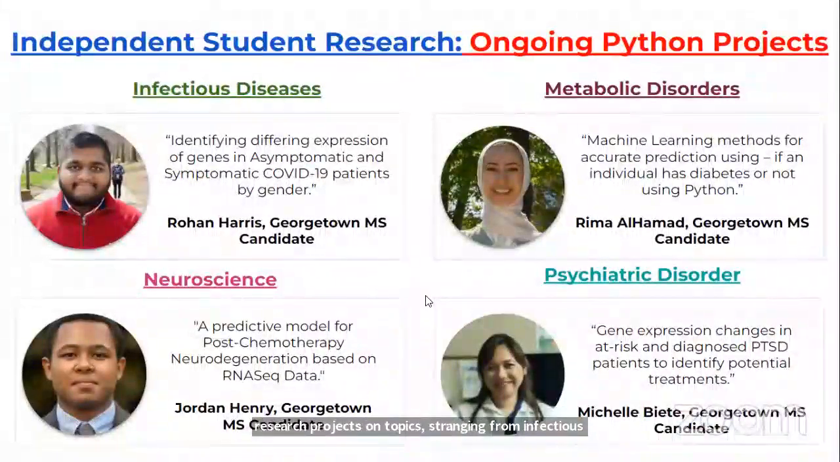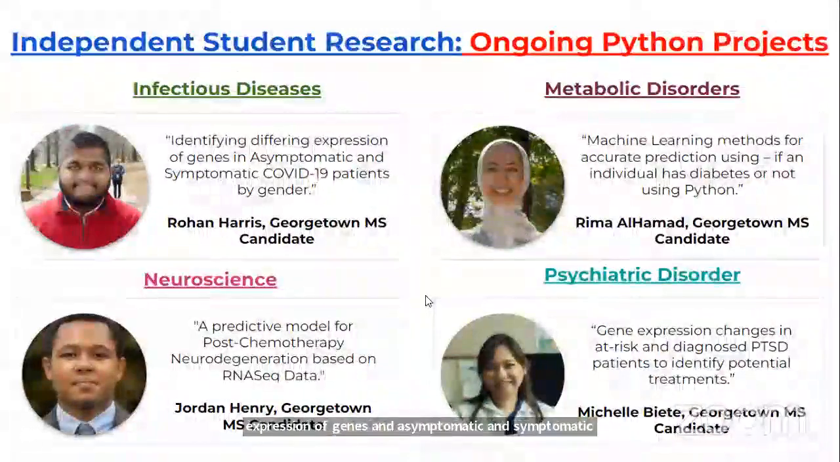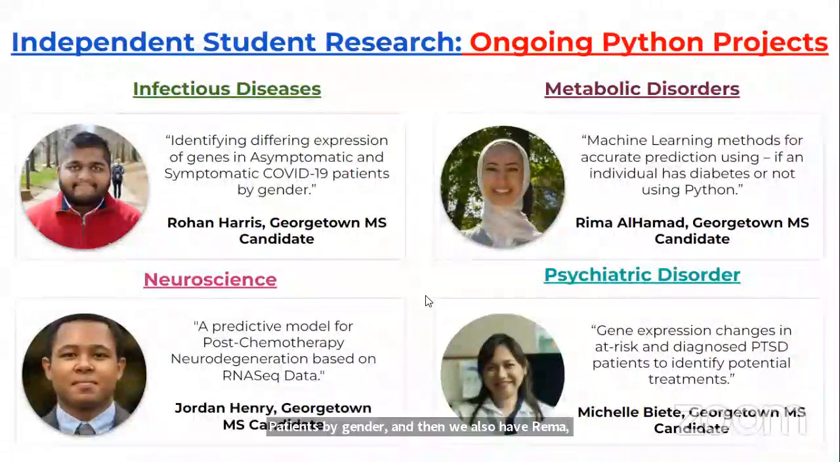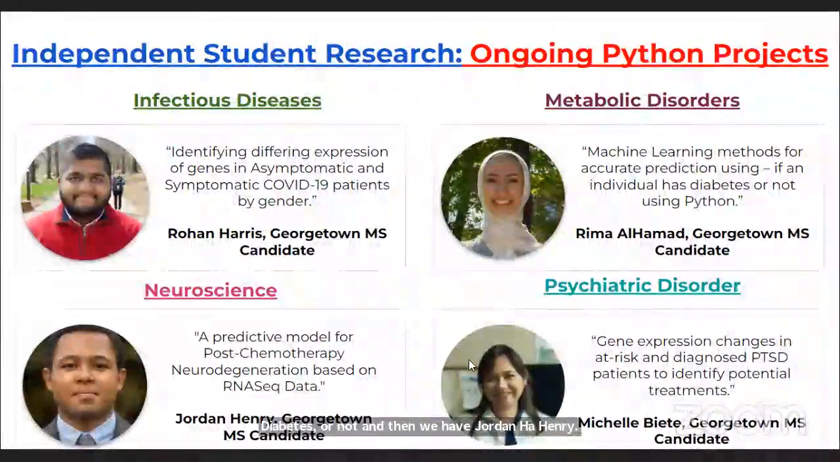For example, Rohan Harris is using Python to identify differing expression of genes in asymptomatic and symptomatic COVID-19 patients by gender. And then we also have Rima, who's carrying out her project on metabolic disorders, where she's trying to build machine learning models for accurate prediction of whether the individual has diabetes or not. And then we have Jordan Henry, who is carrying out a predictive model for post-chemotherapy neurodegeneration based on RNA-seq data.